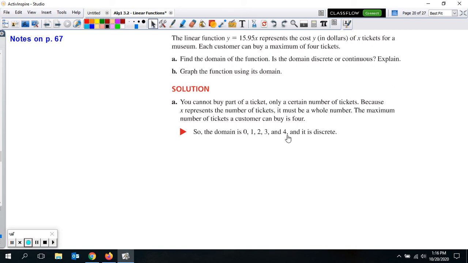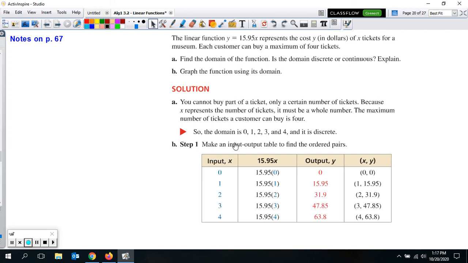Letter B says graph the function using its domain. So if we just want to graph these points, we can graph this on a coordinate plane. We can make an input-output table just with these numbers. These are our input numbers for x, because remember domain is the x numbers. So we could do this. We're going to input our 0 through 4 into this function here, multiply by 15.95.